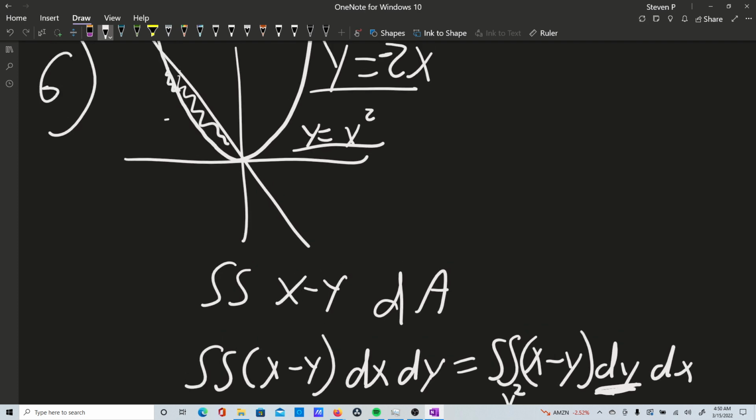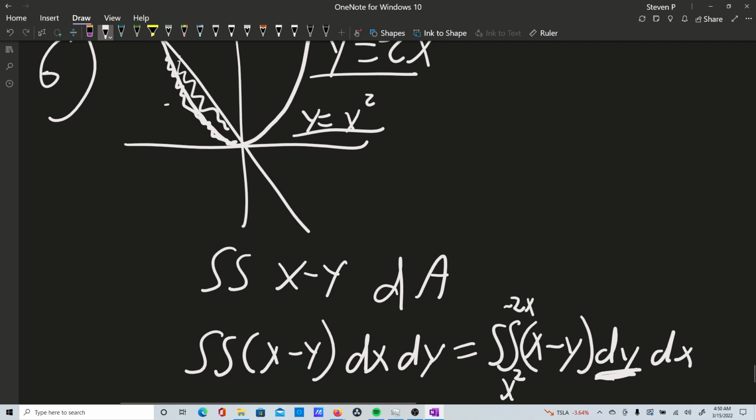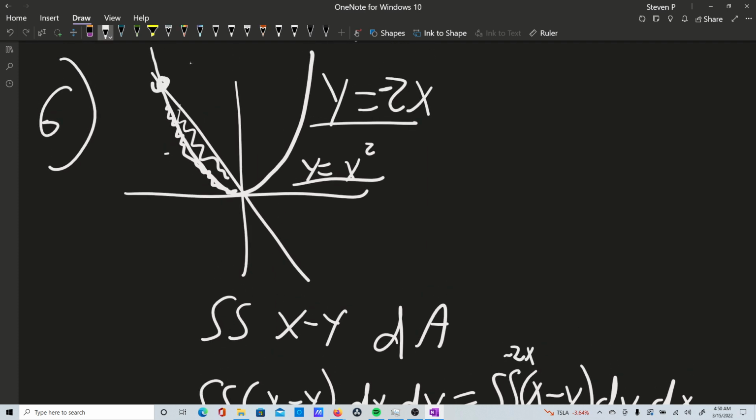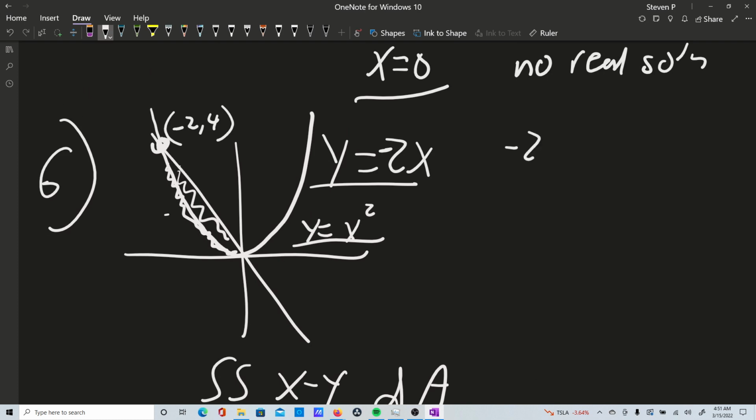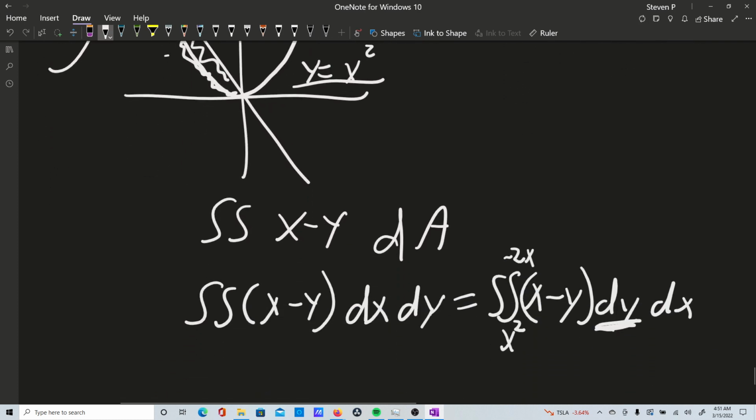Because on this domain, for this shape, x squared is the lower bound, whereas minus 2x is the higher bound, right? And that goes from what is this intersection point? I think I found it earlier, but you can find it for yourself. It's like (-2, 4), I think, right? You can figure out what that point is just by setting minus 2x equal to x squared and solving it. You get minus 2. So that goes from minus 2 to 0.